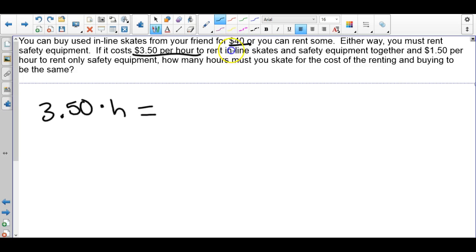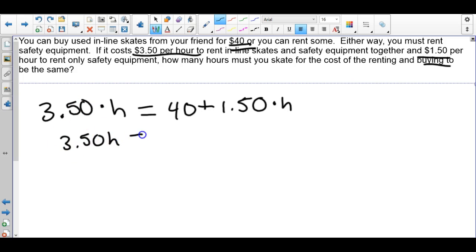So now the 40 and the $1.50, those both apply because you bought the skates at $40, and you also have to rent safety equipment for $1.50 per hour, so 1.50 times h. You don't necessarily have to put the 0 there, but since it was written as $3.50, it made more sense to me to just write in the 0, but you don't need to. So we have 3.50h equals 40 plus 1.50h.